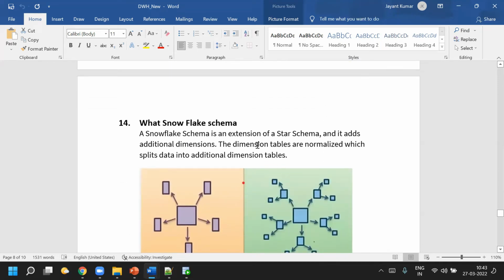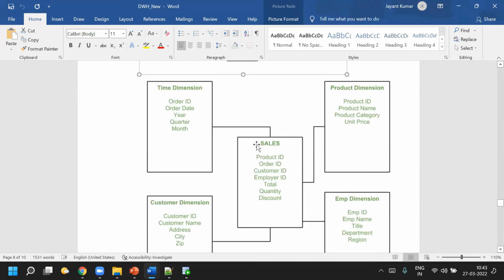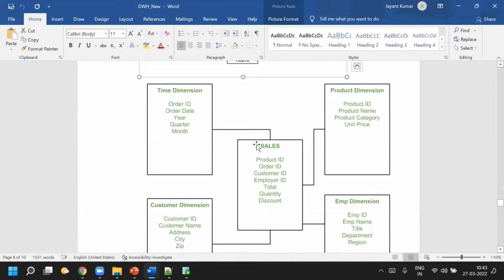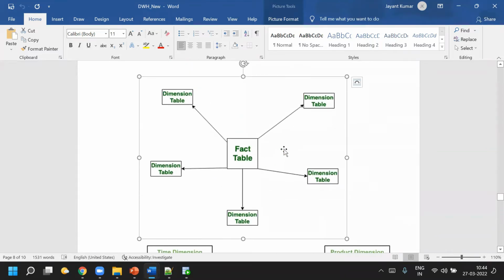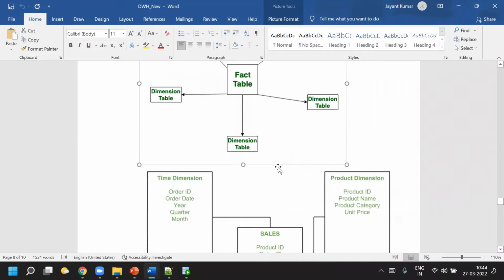And what is a snowflake schema? A star schema can be complex also. This is a simple star schema. A complex star schema will have more fact tables. Here we see one fact table, but it can have two, three, or five fact tables; it will be designed like that.